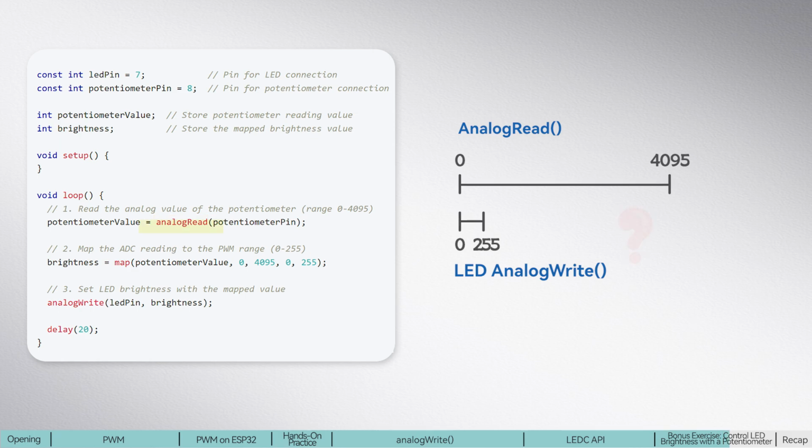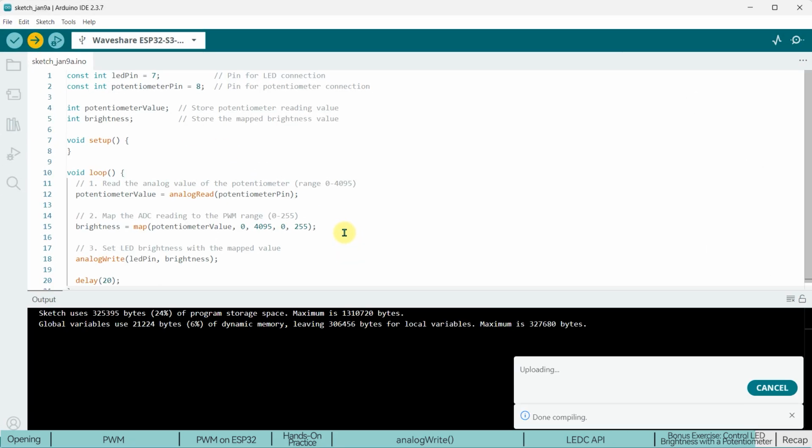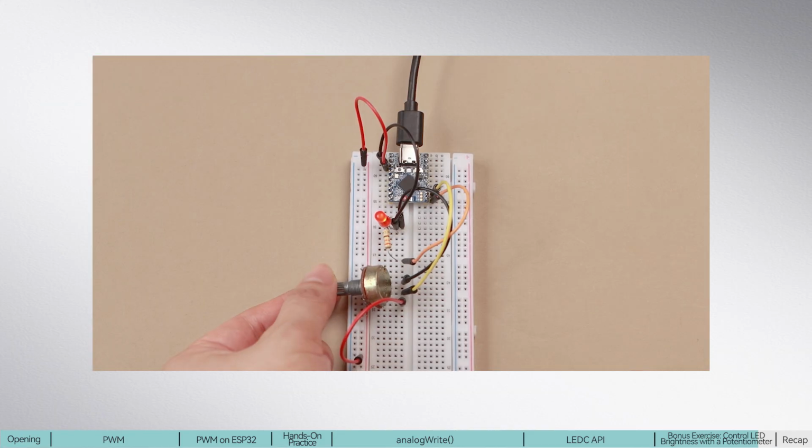What should we do? This is where the map function comes in. Map proportionally maps a value from one range to another. Here, it linearly converts the potentiometer reading to the PWM required range. Finally, we use analogWrite to set the LED brightness with the computed brightness value. Upload the code and observe the results. As you turn the potentiometer, the LED brightness changes accordingly.